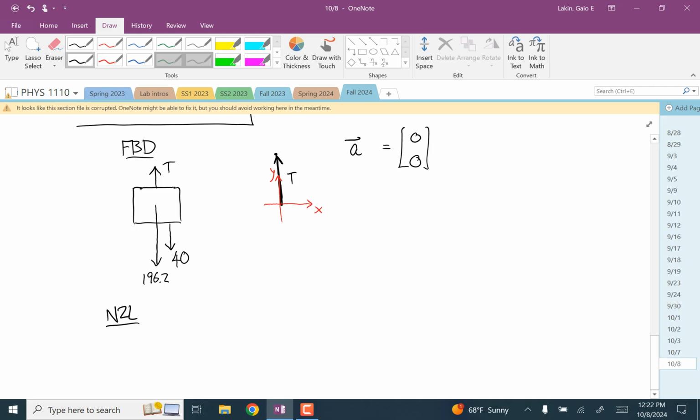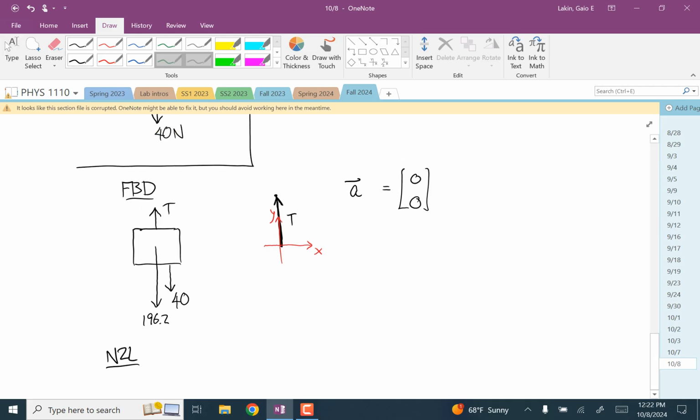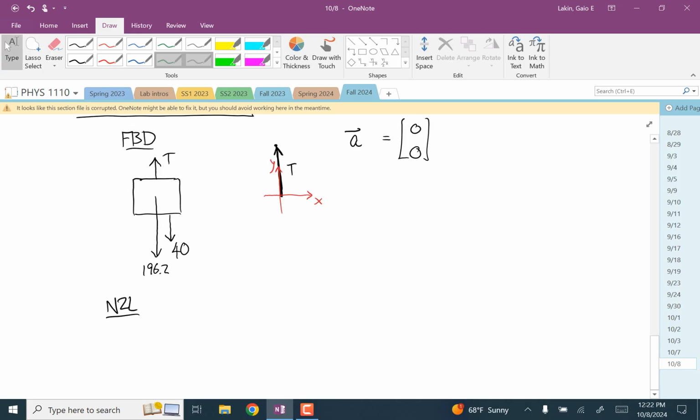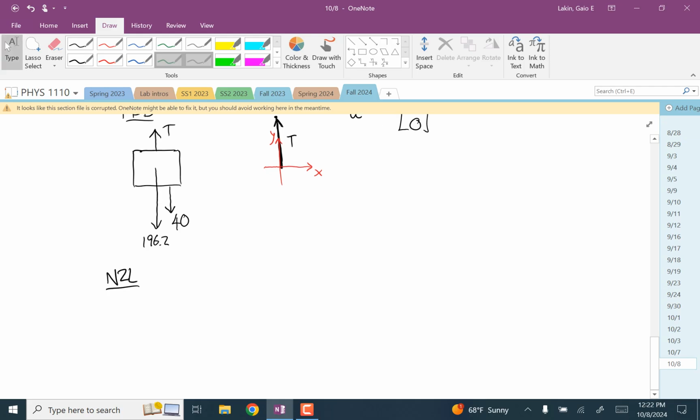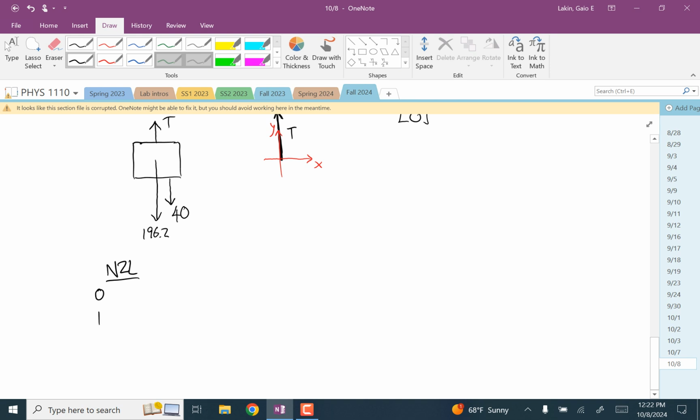Yes? So is it the length of the string holding the object? It's actually how hard the string is being pulled. It's the magnitude of the force. And we don't know what that is, so we're going to have to calculate that. So that's why there's a tension in there. So the first force is 0, T.